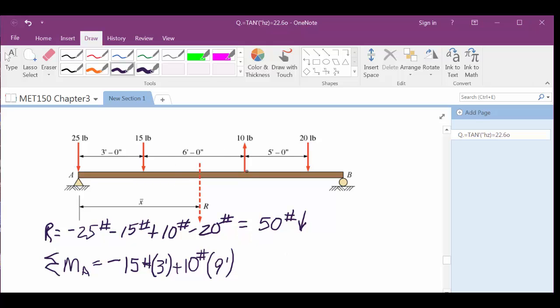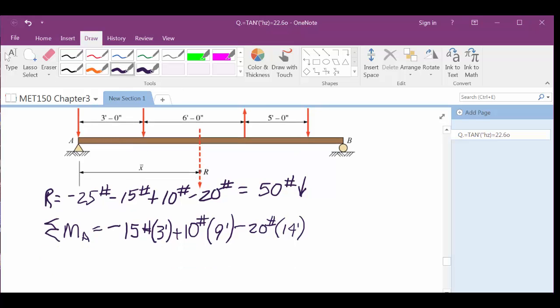You know? And then we've got the 10 pounds, and it's 9 feet, right? It's just 3 plus the 6. Okay? Then we've got 20 pounds. It's making that thing go clockwise, isn't it? Which is negative. So negative 20 pounds times 14 feet. Correct? So let's keep this consistent. We'll move down here a little bit. That value then is, punch that all in. Hopefully it'll come out to 235 pounds feet.